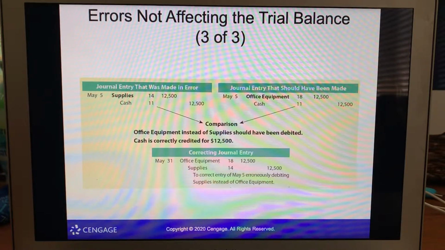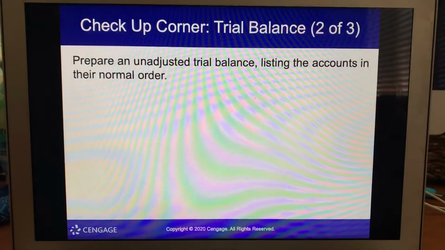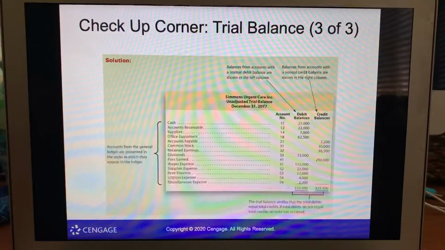So we have to pull the 1250 out of supplies, so we're crediting it, and we're debiting, on May 31, office equipment because we're putting it into the right account. So that's the correction on the bottom. So let's see. All right, I think this is another example, we'll go ahead and bypass it.